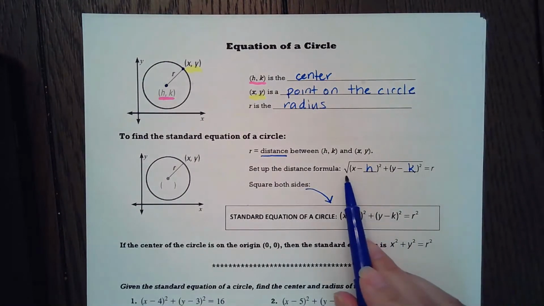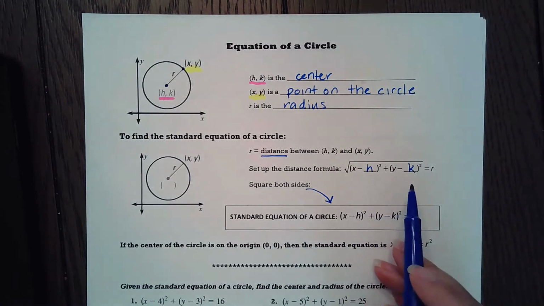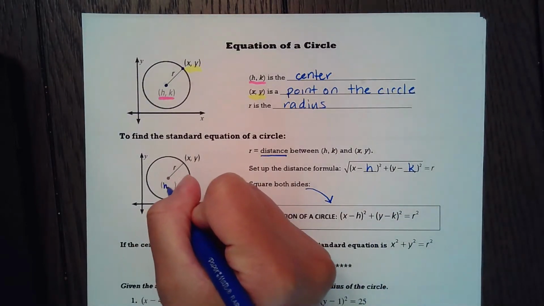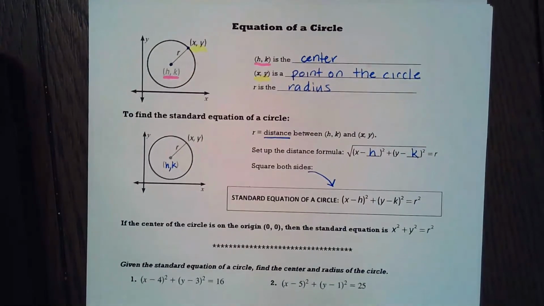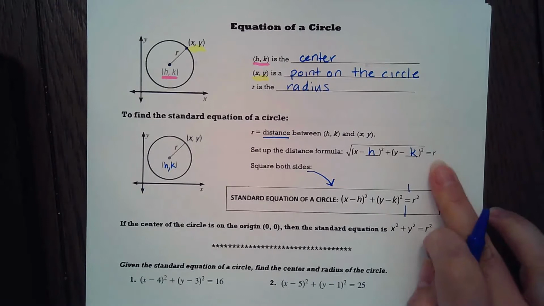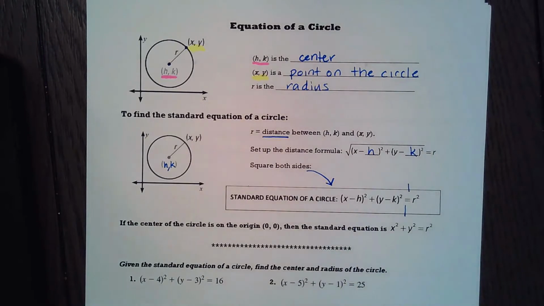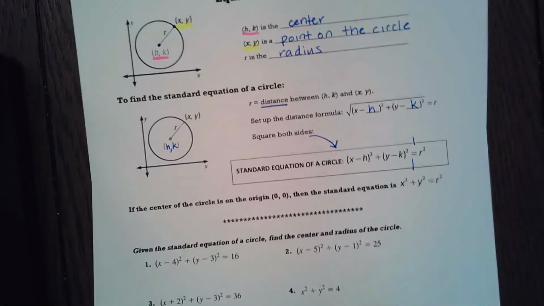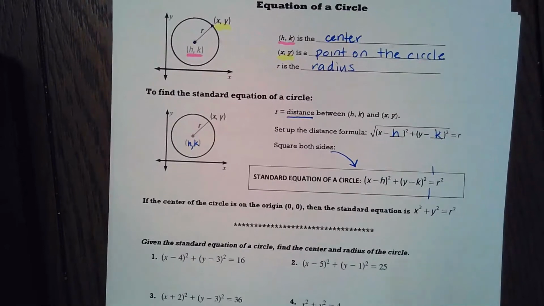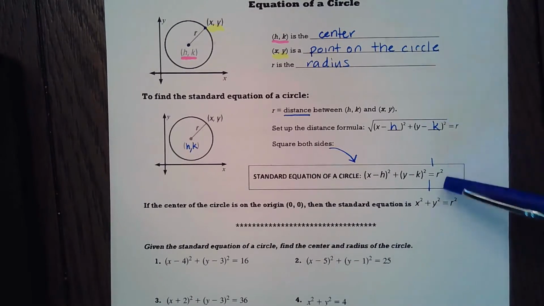So we set it up. It's going to be the square root of (x minus h) squared plus (y minus k) squared equals r. Now we're going to square both sides, and what you do to one side, you do to the other. Once you square that, r becomes r squared, and squaring the entire expression gets rid of the square root. So this is the standard equation of a circle. Now you can see how well the distance formula relates to the standard equation of a circle.